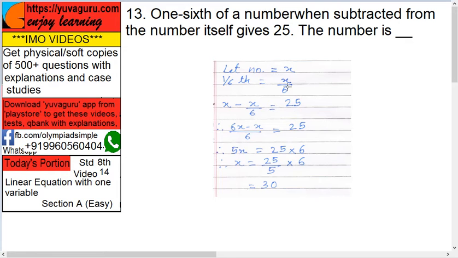So 1/6 means x upon 6. Now subtract this x upon 6 from x. So x minus x by 6 equals, it's given as 25. Solve this. 6 minus 1, 5x upon 6 equals 25.